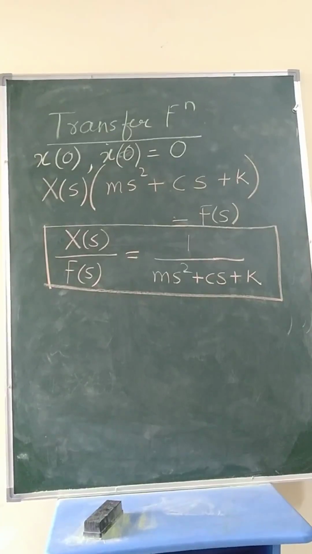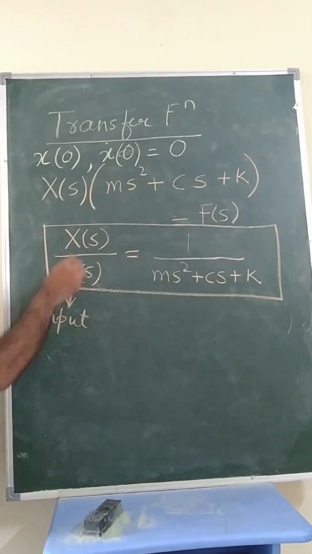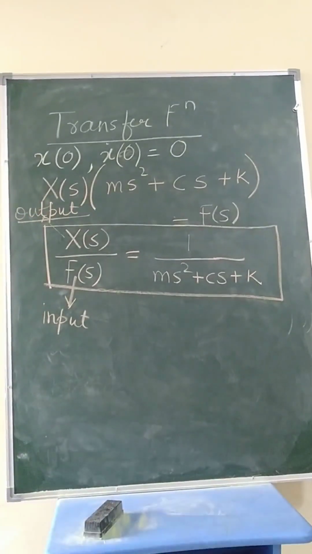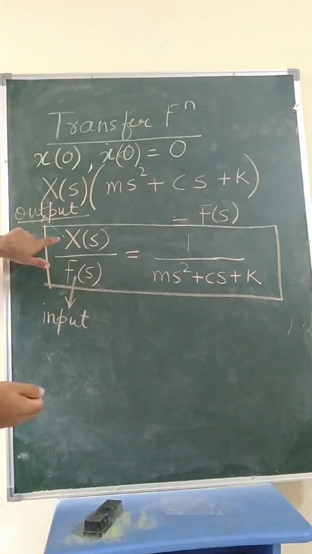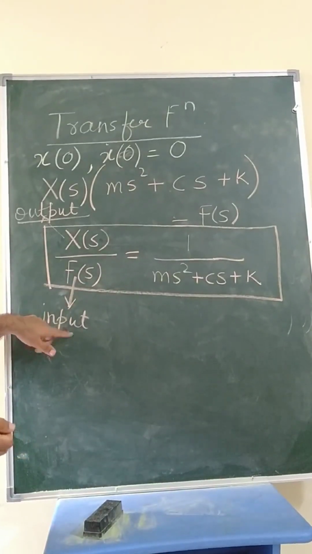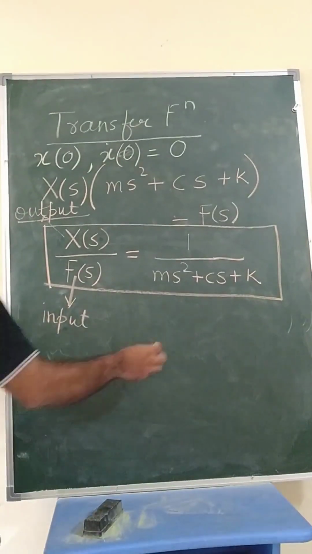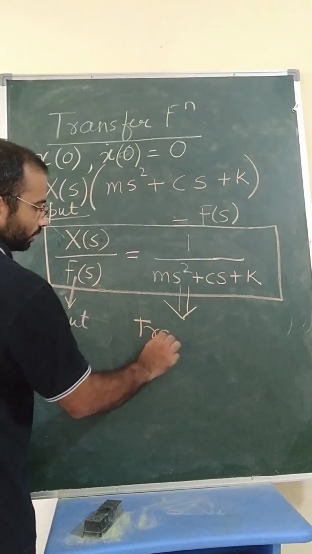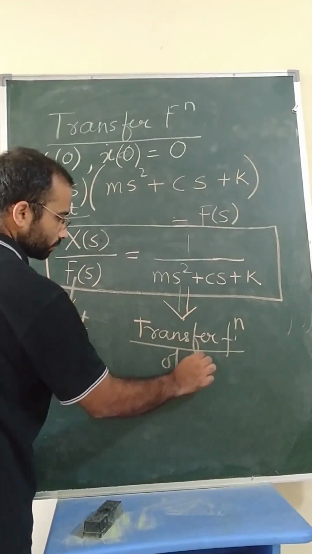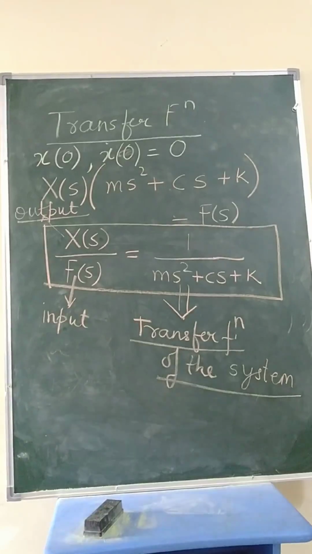So this F(s) is the input to the system, and this X(s) is the output of the system. By output I also mean the control variable. So the ratio of the Laplace transform of the output of the system divided by the Laplace transform of the input to the system is actually called the transfer function of the system.